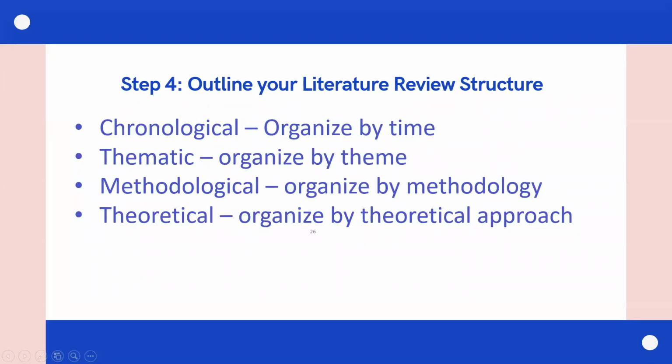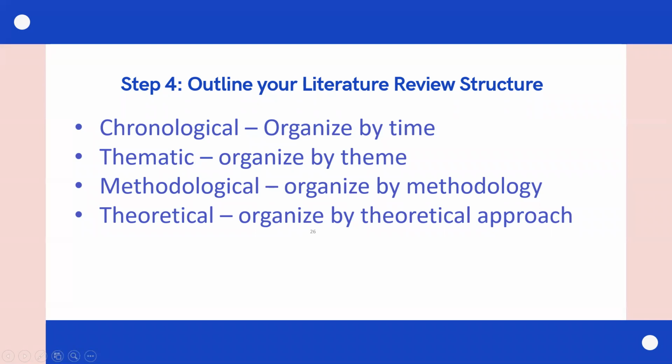Now coming to the next step, that is outlining your literature review structure. This can be done in different ways. It can be chronological, thematic, methodological, or theoretical. A chronological approach involves tracing the development of your topic over time. So try to avoid just listing studies in chronological order. Rather, identify trends and turning points and explain how different studies fit into the timeline.